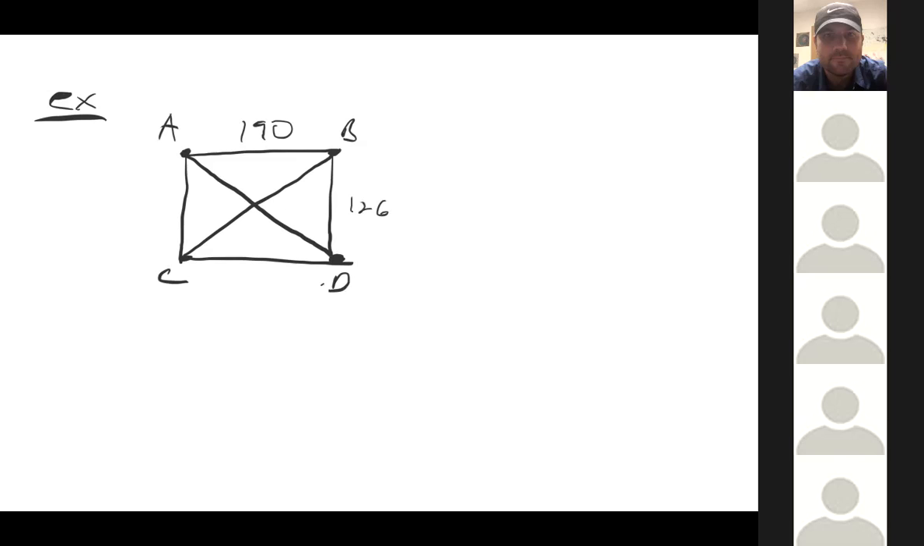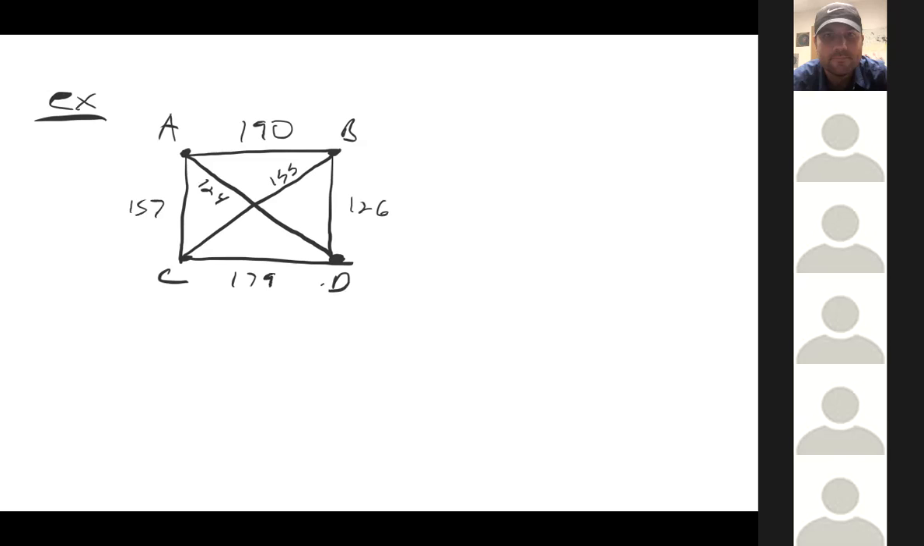126. This diagonal is 155 on that one, all the way across from B to C. This diagonal is 124 across there. This distance is 157, and this distance is 179. So I want to find all the different ways to get around that.